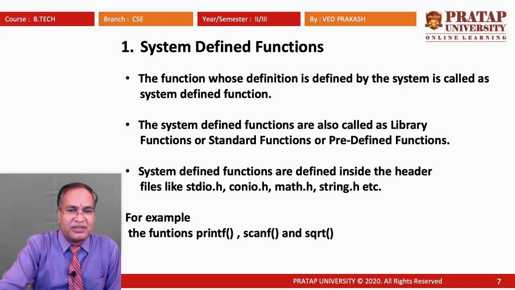The system-defined functions are defined inside header files, like those we use in the C language: stdio.h, conio.h, math.h, string.h. In these header files the corresponding function definitions and properties are defined. Examples of system defined functions are the printf function, scanf function, square root function, and strlen function.